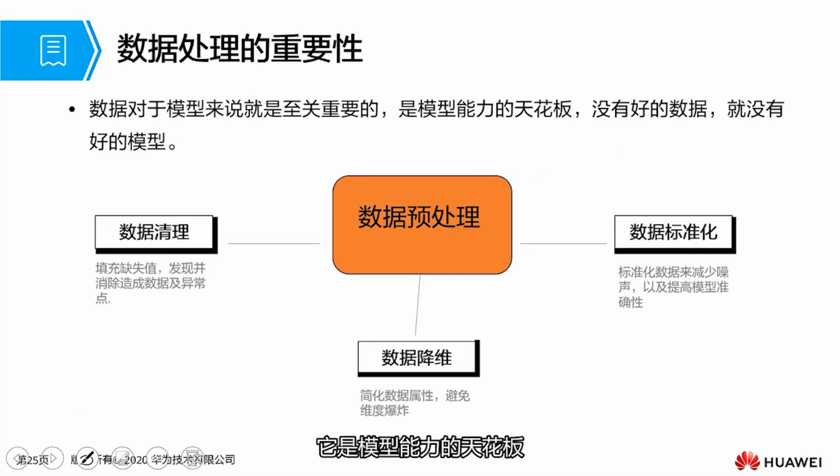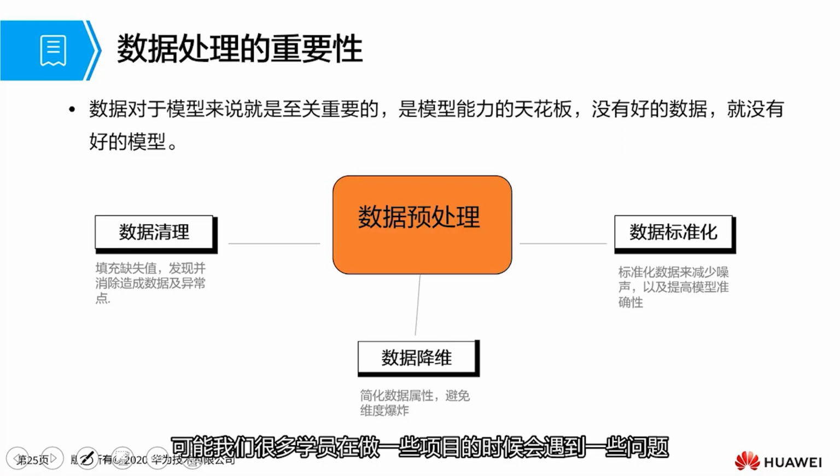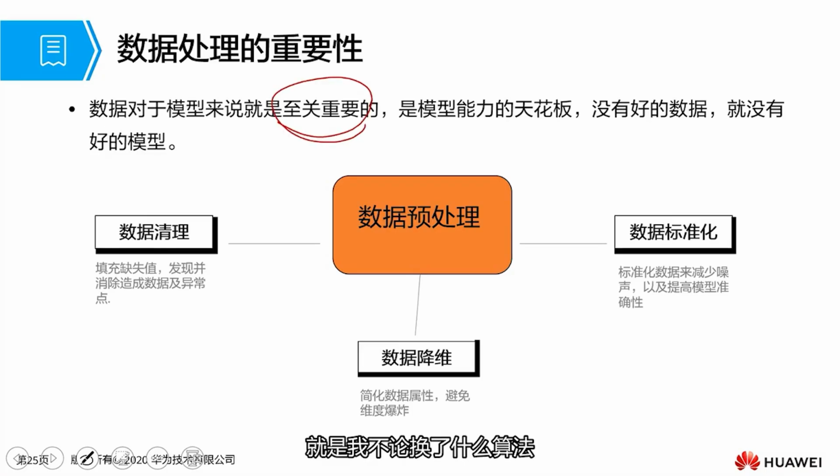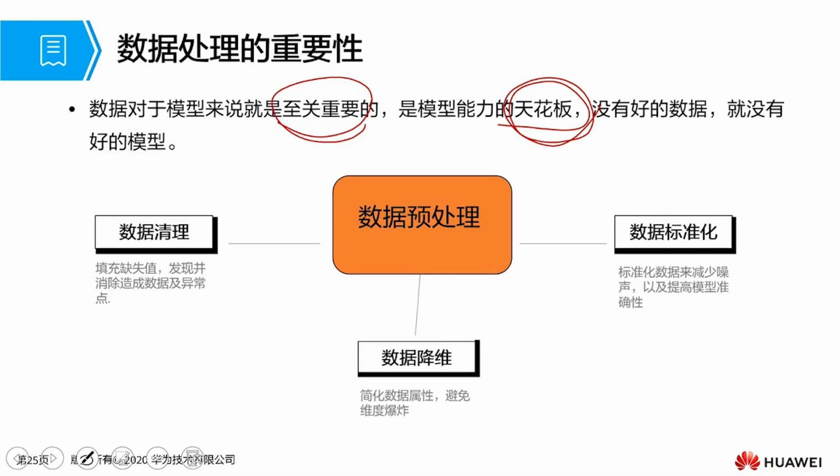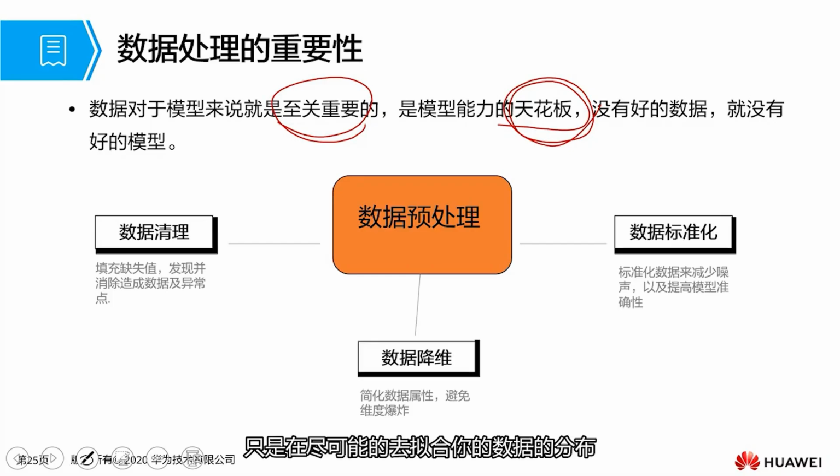Many of our students may encounter some problems when working on projects. No matter what algorithm I use, no matter what method is used, I always fail to achieve a good result. At that time, it may not be an issue with your model. It's an issue with your data. In the field of machine learning or artificial intelligence, there is a very popular saying: the model you've built or the results you've produced are just trying to fit the distribution of your data as closely as possible. It is impossible to perfectly fit the distribution of your data. You are just fitting as closely as possible.